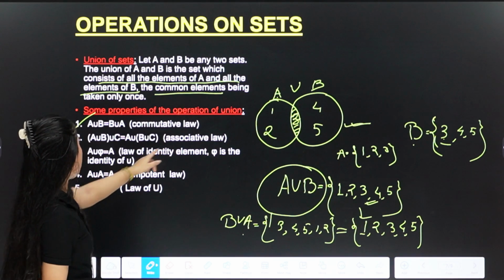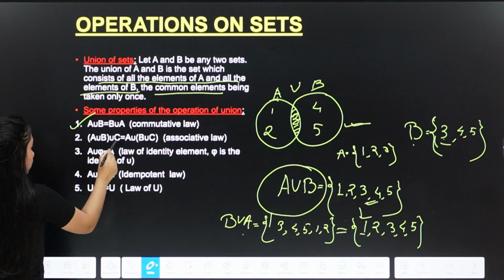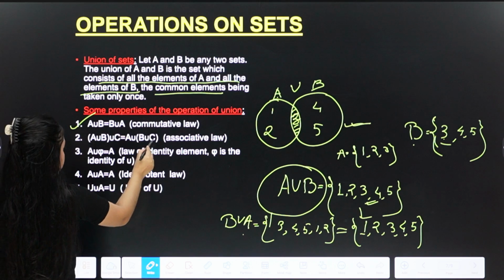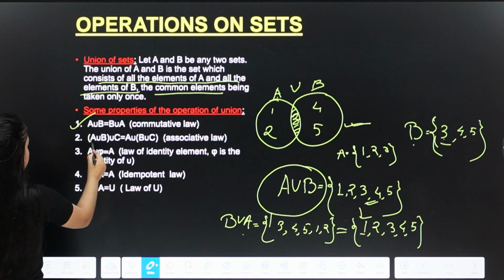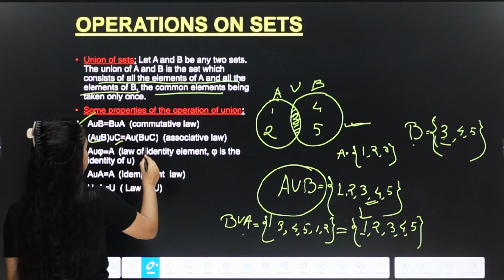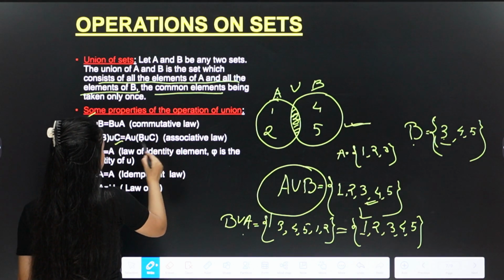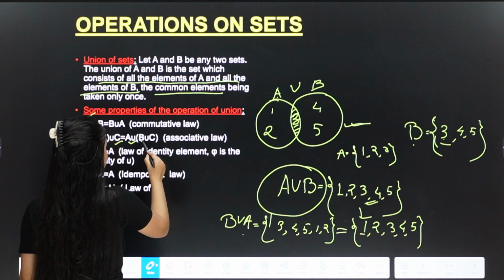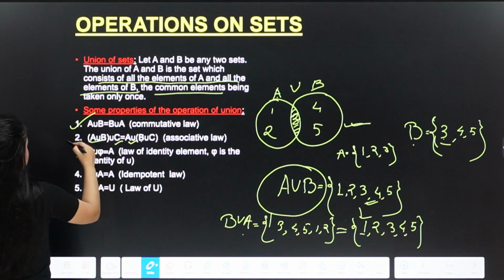Again, we have the associative law, that is (A union B) union C is equal to A union (B union C). So first we will find A union B, then we will find (A union B) union C. Again, we will find B union C, then we will find A union (B union C), and it will be satisfied.